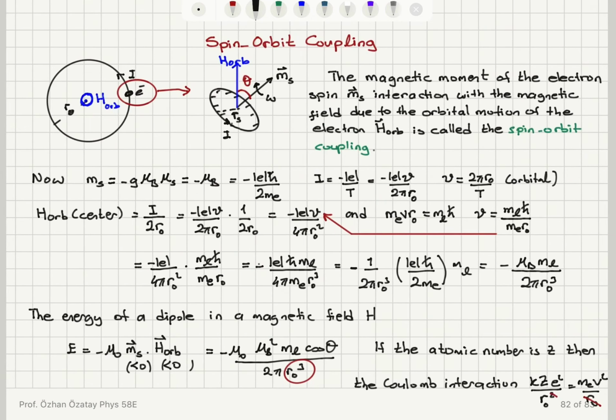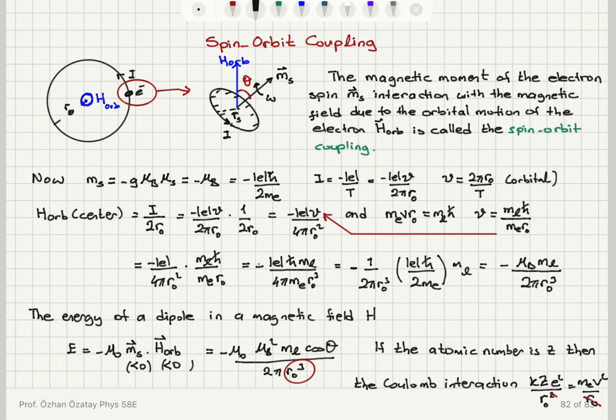Okay, so let's review what we said about spin-orbit coupling. It's the coupling of the magnetic moment due to spin with the magnetic field created by the orbital motion of the electron. The spin magnetic moment is a Bohr magneton. The orbital motion of the electron creates a magnetic field, which I can calculate at the center quite easily: B is I divided by 2r using SI units, or B is mu0 I over 2r if you wish.